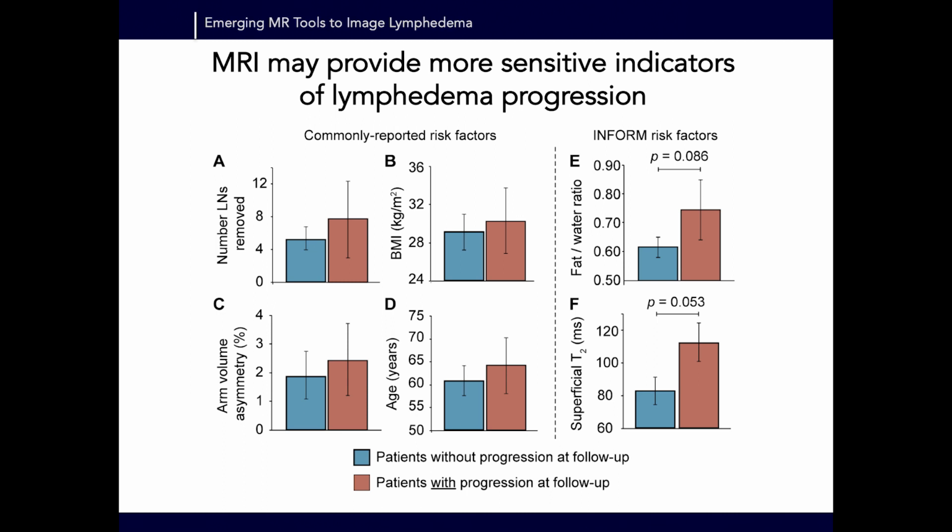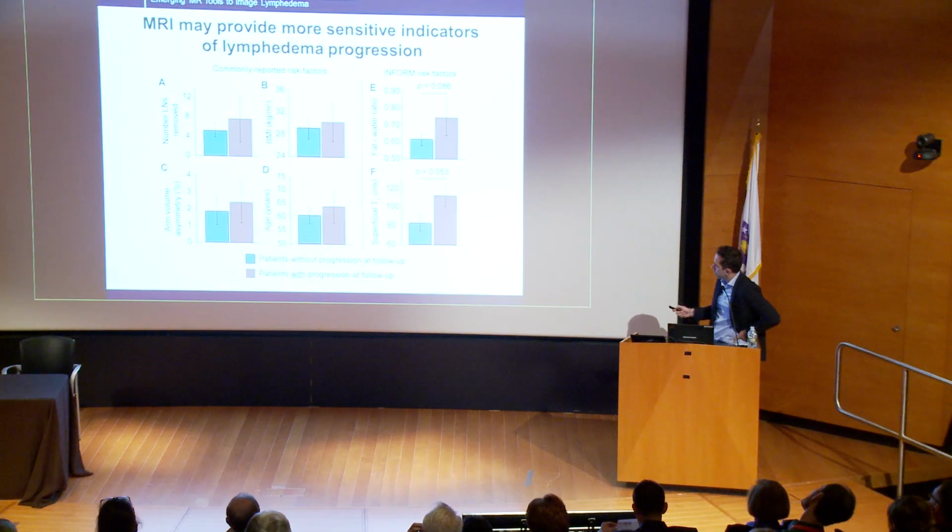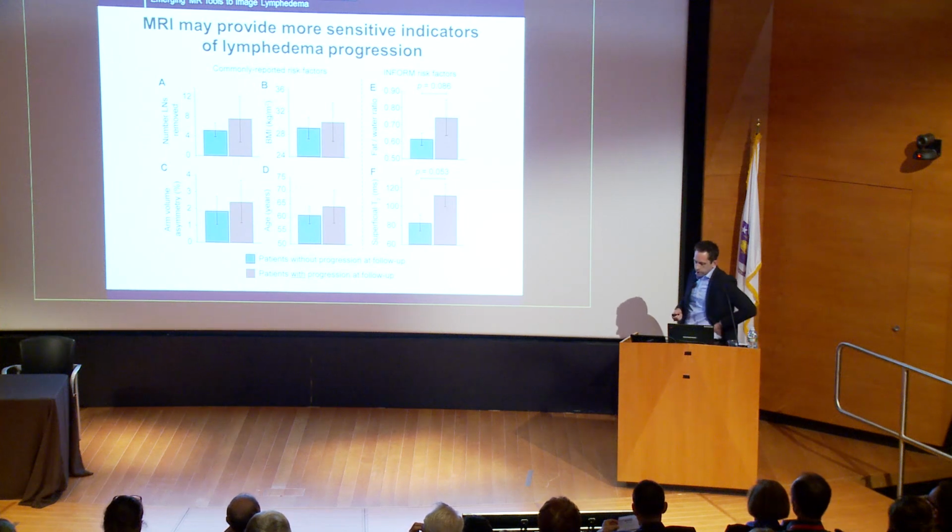So if you look at commonly reported risk factors in patients that don't progress at follow-up versus patients that do progress at follow-up after axillary lymph node dissection, things like the number of lymph nodes removed, the BMI, arm volume, asymmetry, age, all these things are a little bit elevated in those that do progress, and that's kind of known. But none of these things are significant so far with our sample size anyway. So it's kind of a weak but non-definitive indicator.